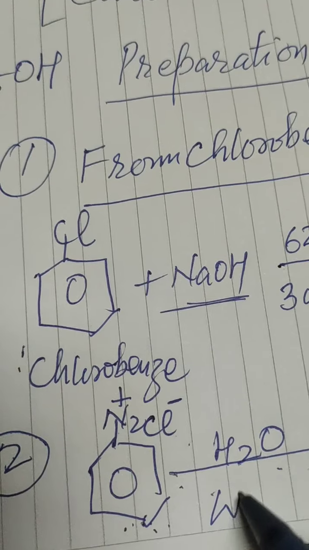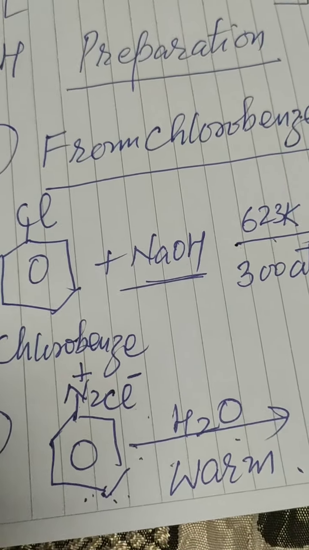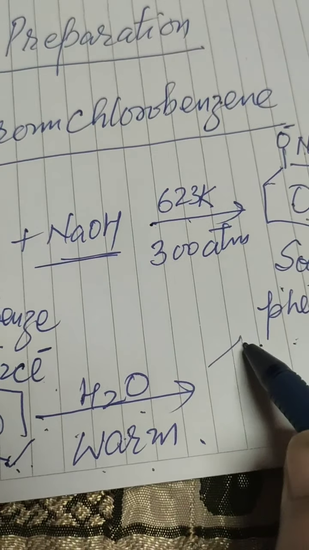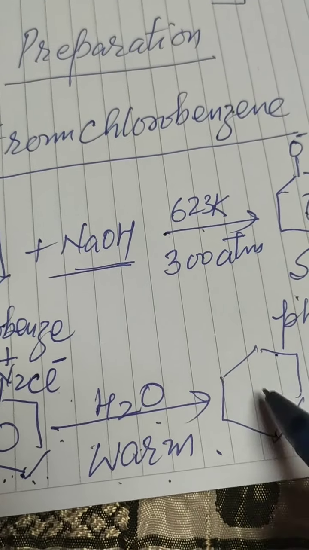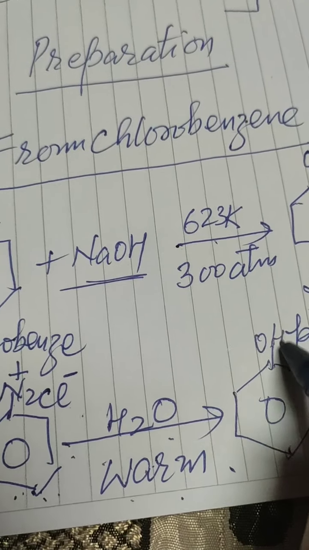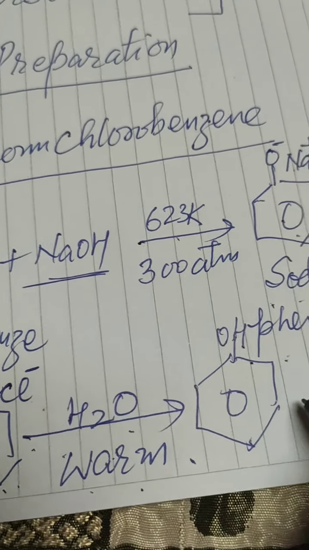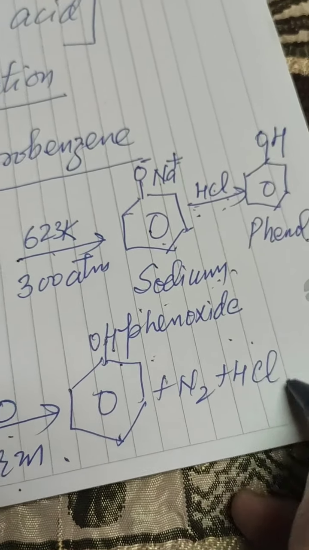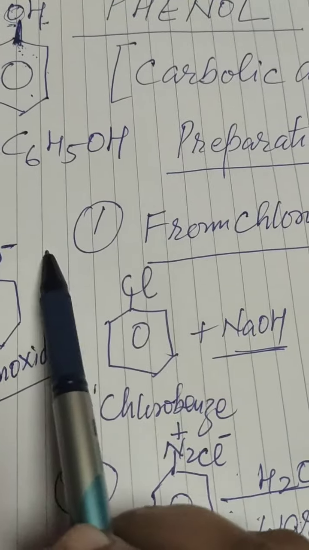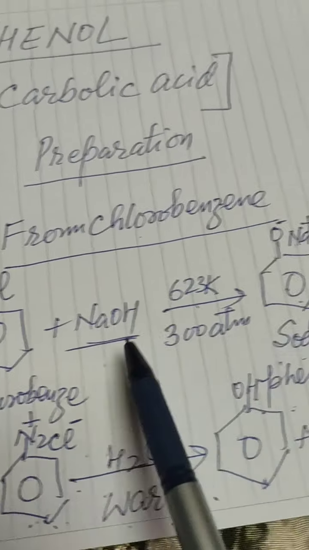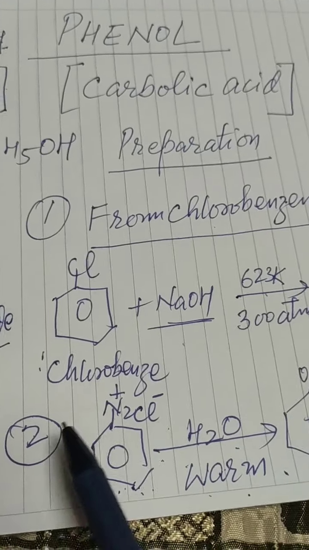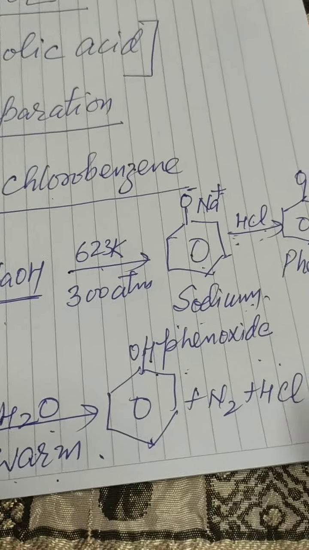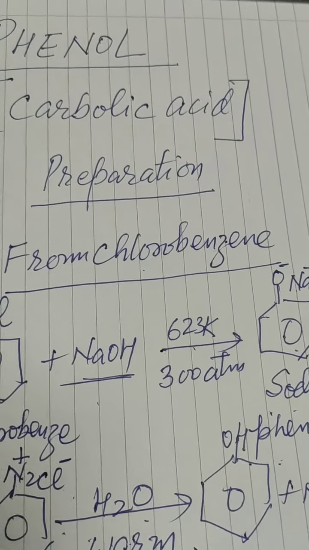This benzene diazonium chloride is treated with water. Here we heat it, and then we again obtain phenol. The side products are nitrogen and HCl. So the first method is that from chlorobenzene we can prepare phenol. The second method is that from benzene diazonium chloride we can also prepare phenol.